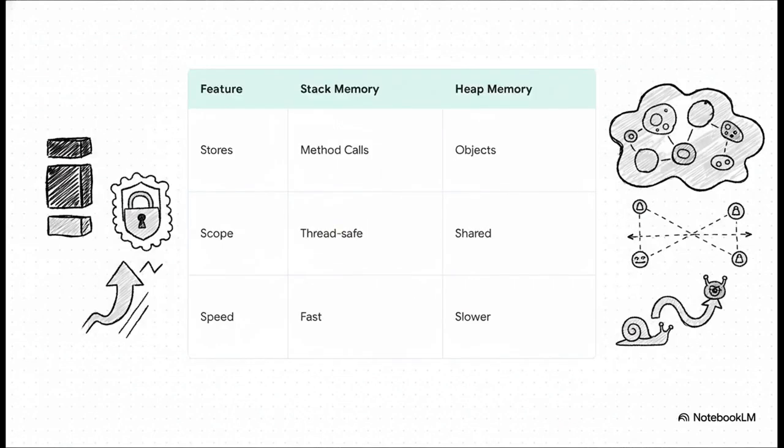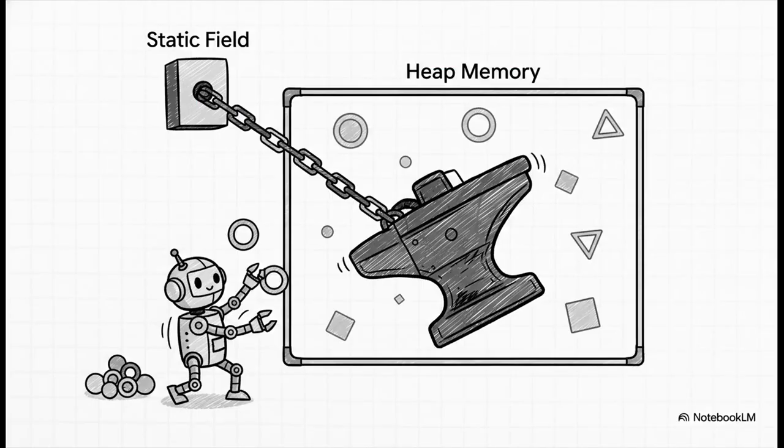So if we boil it down, the key difference is this. Stack memory is for your primitives and references, and because every thread gets its own, it's automatically thread safe. It just works. The heap, on the other hand, stores the objects themselves. It's shared by all the threads, and that's where you really need to be careful about things like concurrency and memory management.